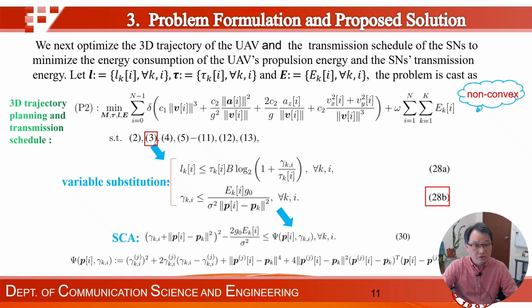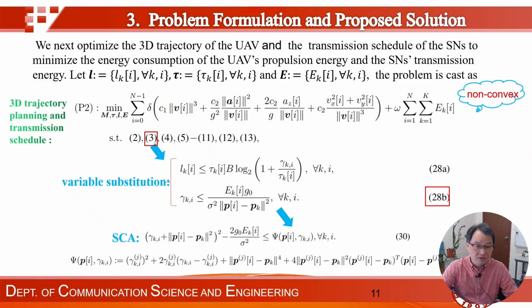In addition to optimizing the UAV trajectory, we also optimize the transmission schedule of the sensor nodes. So the objective now is to minimize the combined energy consumption, that is, both the propulsion energy of the UAV and the transmission energy of the ground nodes. We formulate this as problem P2. The variables now include the UAV's motion parameters, as well as the transmission times, data loads, and emission energies of each sensor node. Again, this formulation is non-convex due to the data rate constraint and the coupled variables in denominators.